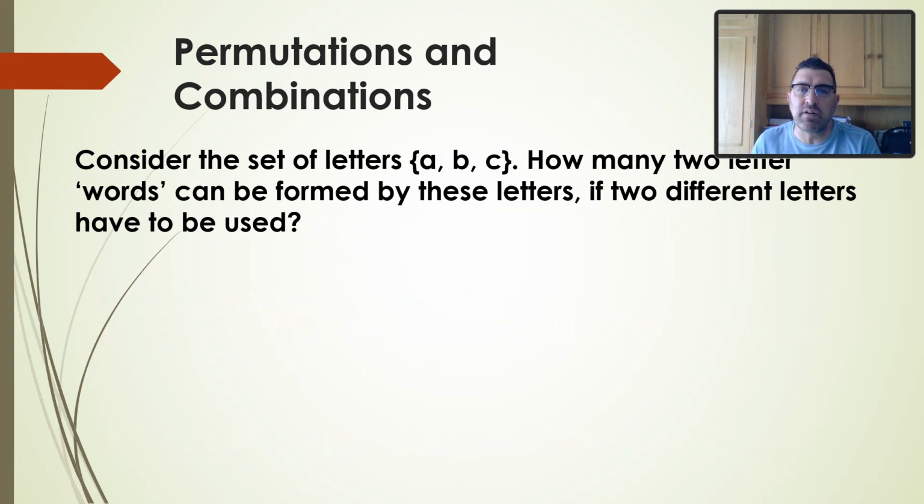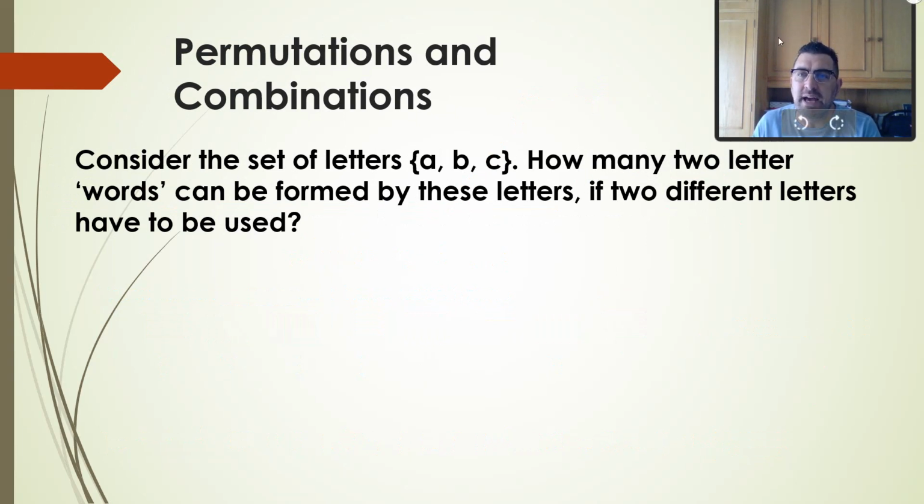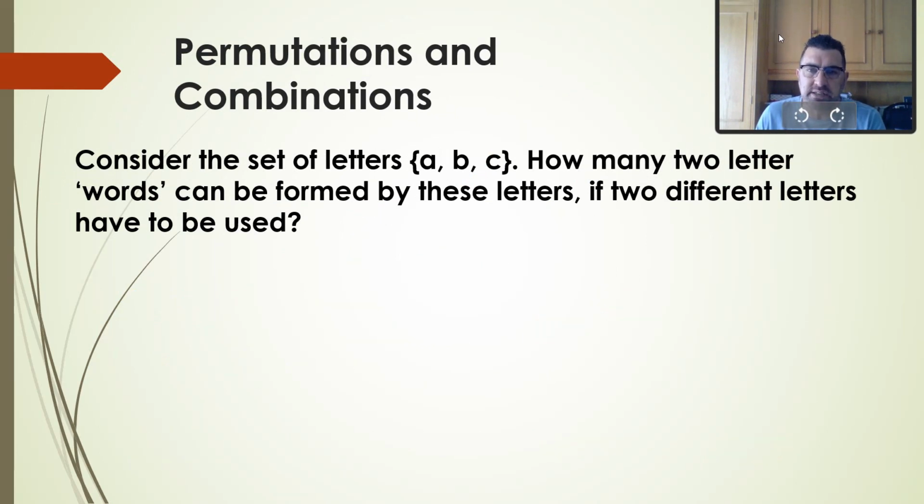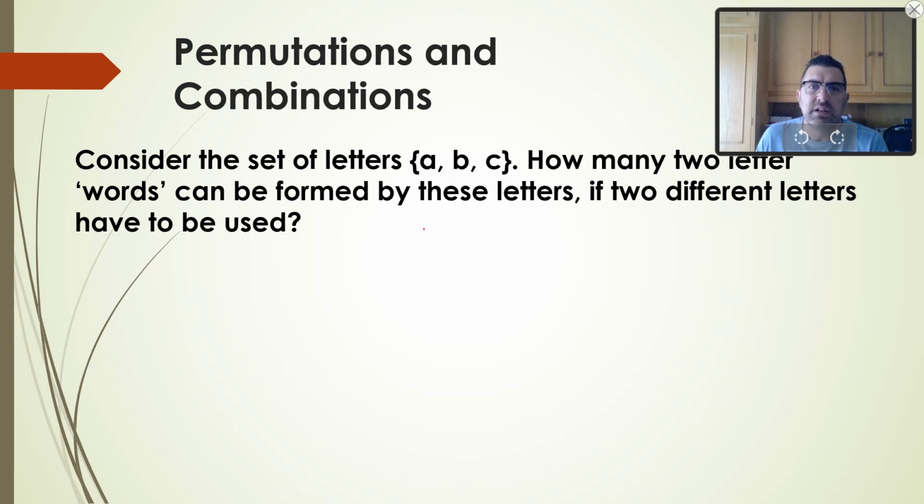Consider the set of letters A, B, C, and D. How many 2-letter words can be formed by these letters if 2 different letters have to be used? So you've got A, B, and C. Now let's talk ourselves through this. There's A, B, then there's A, C, and then there's B, C.